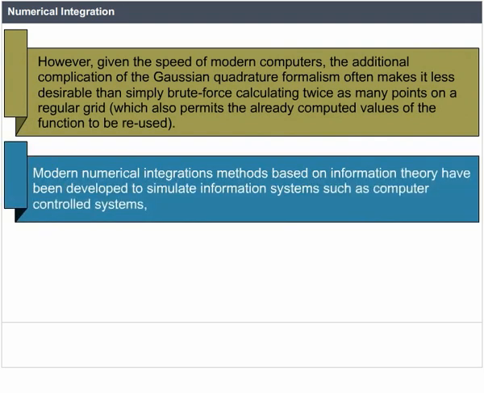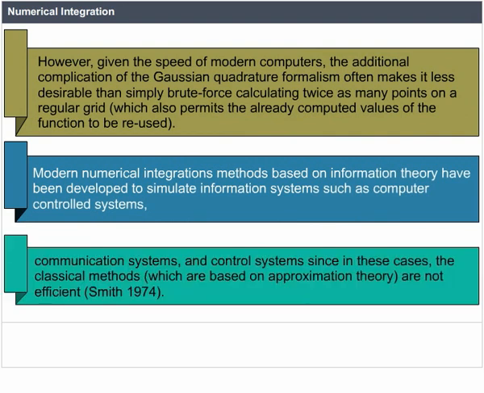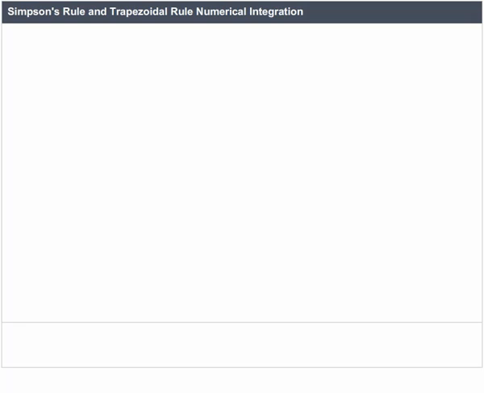Modern numerical integration methods based on information theory have been developed to simulate information systems such as computer-controlled systems, communication systems, and control systems, since in these cases the classical methods which are based on approximation theory are not efficient. Smith 1974. Simpson's rule and trapezoidal rule, numerical integration.